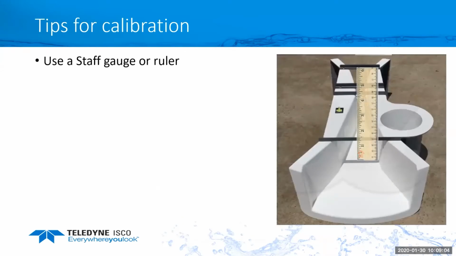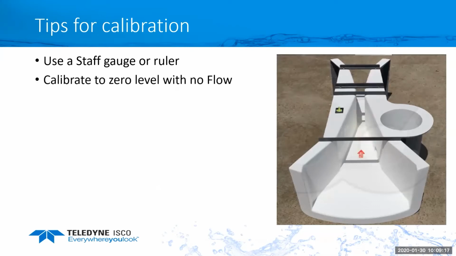So some tips for calibrating. One, you can use a staff gauge, or when you order your flume, they'll put a ruler or sticker on the side of the flume that has the level measurements. You could calibrate your level to 0 with no flow. This would be your most accurate way to do it, although it's usually not practical to stop flow going through a flume. You can use a stilling well.